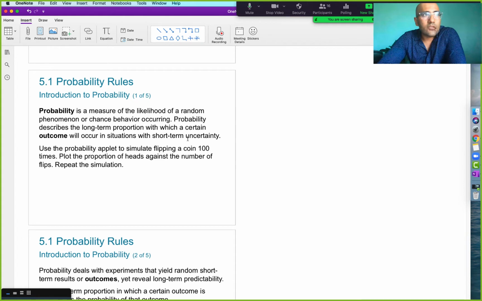The chances are pretty small for any one of us individually, but if we look at the global perspective, we consider the billions of people, then we can be more certain about what the outcomes are likely to be on a global perspective. I don't think that's a really good example. Let me think of another one.